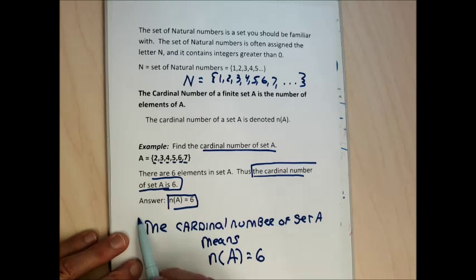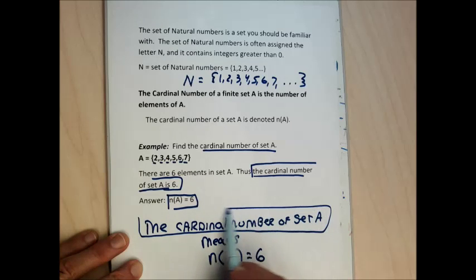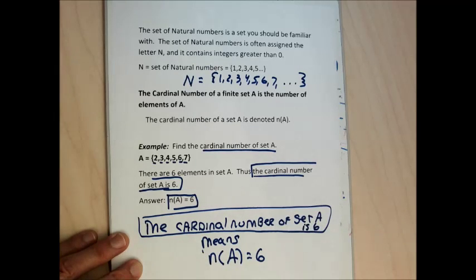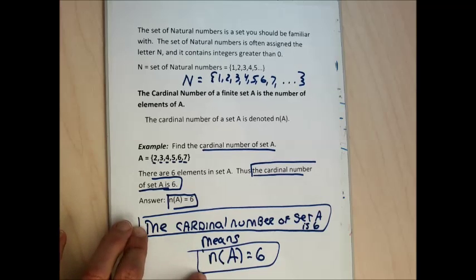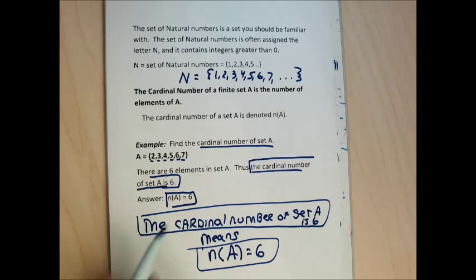So if I'm asking you to find the cardinal number of a set, that's the number of elements in the set, and if the cardinal number of set A is 6, now it's correct. Now these two things mean exactly the same thing. So when I ask you to find the cardinal number of a set, it's sufficient to write your answer in words or using a symbol, or you can be lazy and just write the number. We'll get to that in a second.